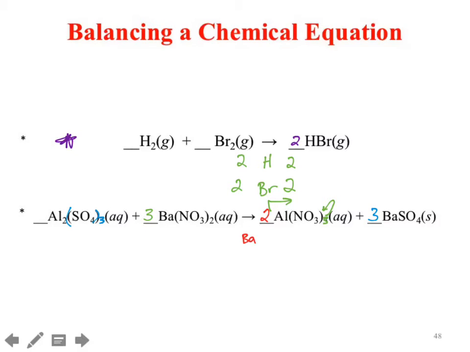Barium. Wait, three. 3 and 3. I'll get to that, I promise. Aluminum. 2 and 2. What's next? I'm looking at nitrate, so we're going to do nitrate. 6 and 6. Sulfate. 3 and 3. Did it balance? Yeah. What do we do? Check it again. You check it again.